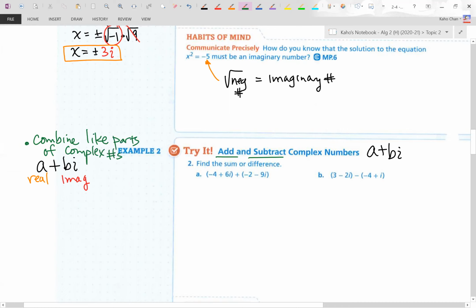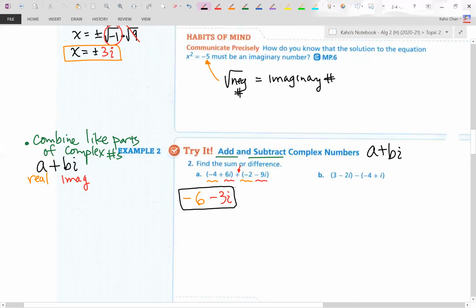All right, number 2A. All we have here is just an addition problem. I just pretend the parentheses aren't even there. I look at the two complex numbers and I just focus in on the real part. Oh, okay, that's easy. -4 plus -2 is -6. That's it, yeah. And the imaginary part is 6i plus -9i. 6 minus 9 is -3i. That's it. I know. That can't be it, Mr. Chan.